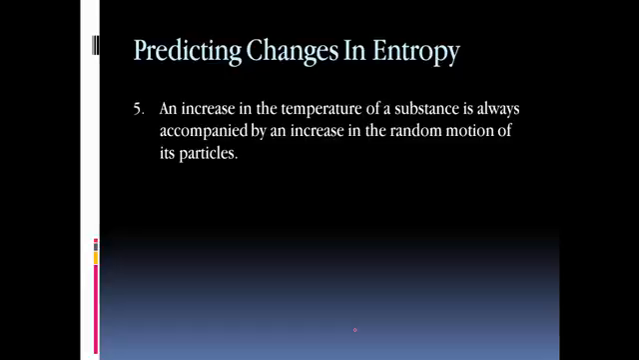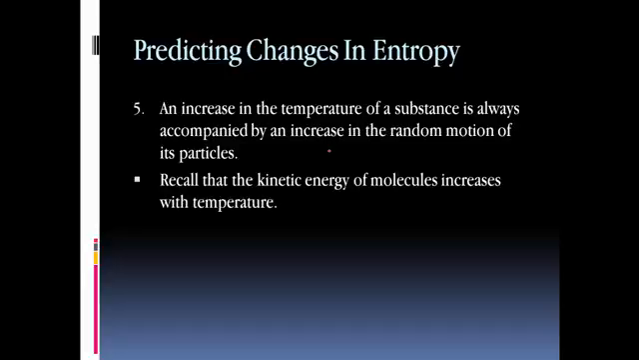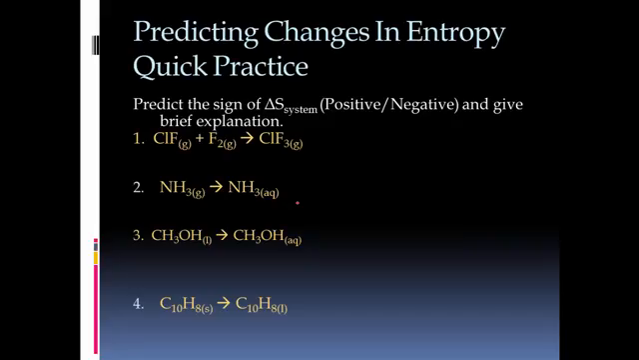Finally, an increase in the temperature of a substance is always accompanied by an increase in the random motion of its particles. Remember that the kinetic energy increases with temperature, so if you increase the temperature, the molecules are moving faster. So again, that's like if you have 3 sleeping cats in a room, and then they become 3 crazy awake playing cats in a room. That's going to be more entropy, okay?